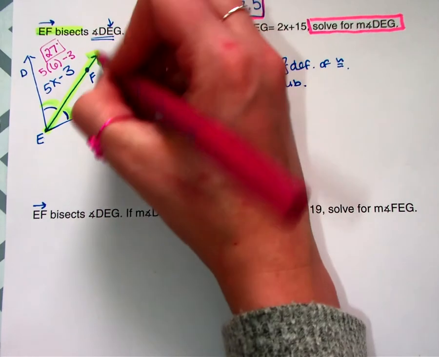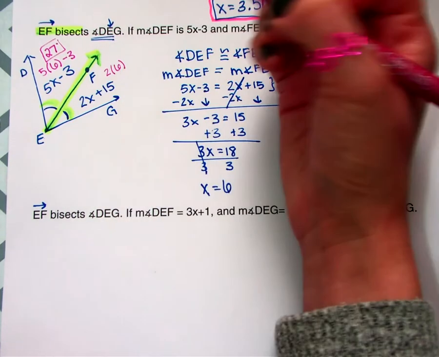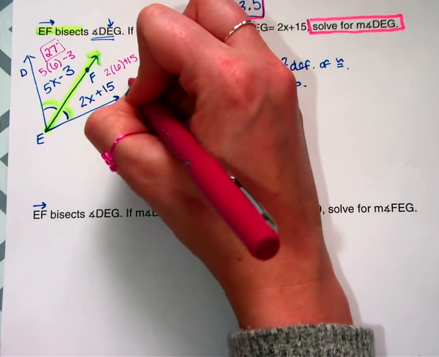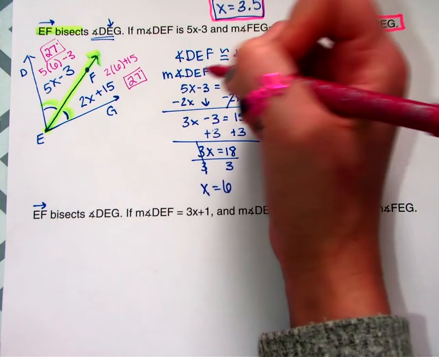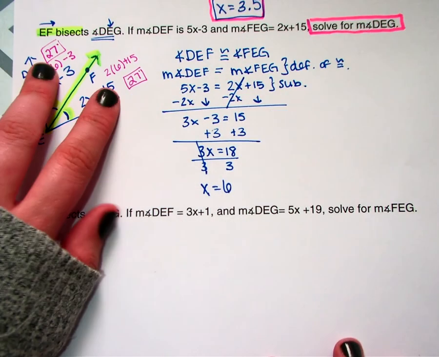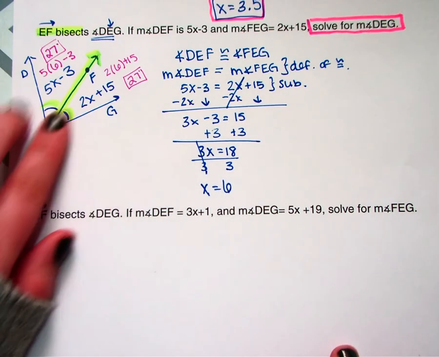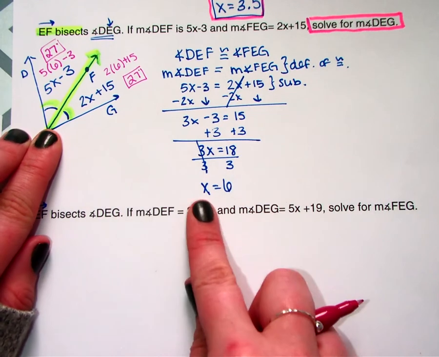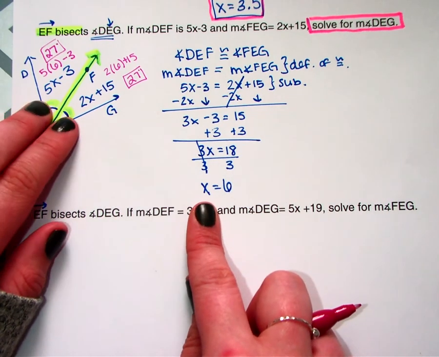When I do it here, I'm going to get 2 times 6 plus 15, which also gives us an angle measure of 27. Now in this problem, if we got two different answers when we substituted, that means we did not do something right over here because these angles have to be equal measures.